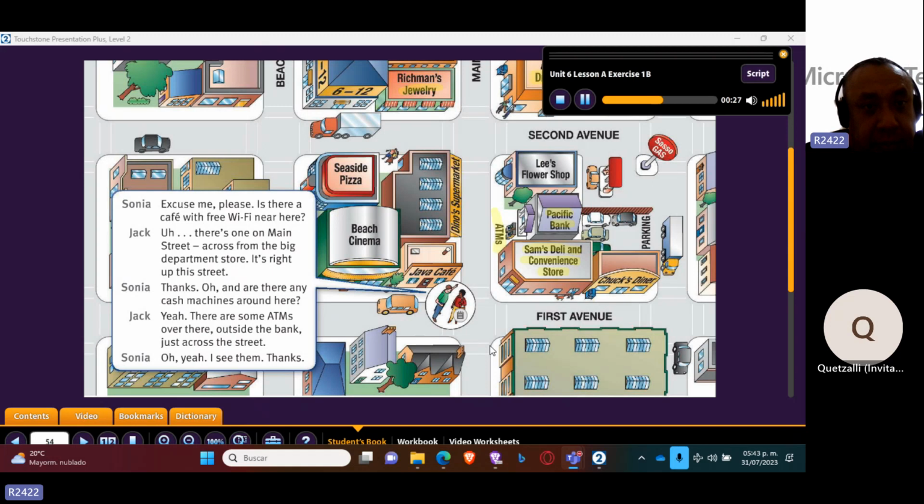Excuse me, please. Is there a cafe with free Wi-Fi near here? There's one on Main Street, across from the big department store. It's right up this street. Thanks. Oh, and are there any cash machines around here? Yeah, there are some ATMs over there, outside the bank, just across the street. Oh, yeah. I see them. Thanks.